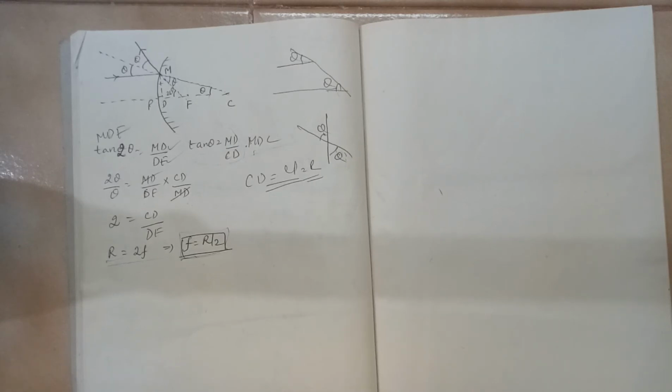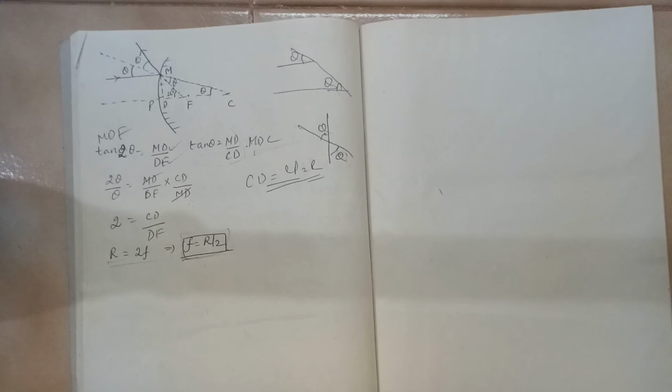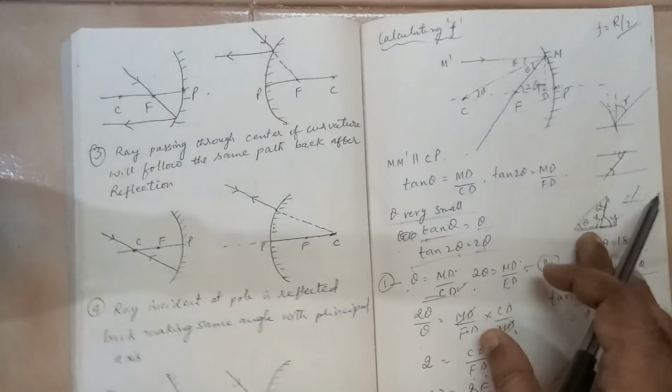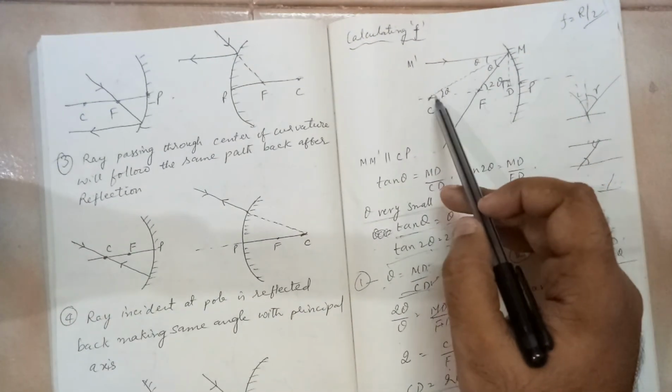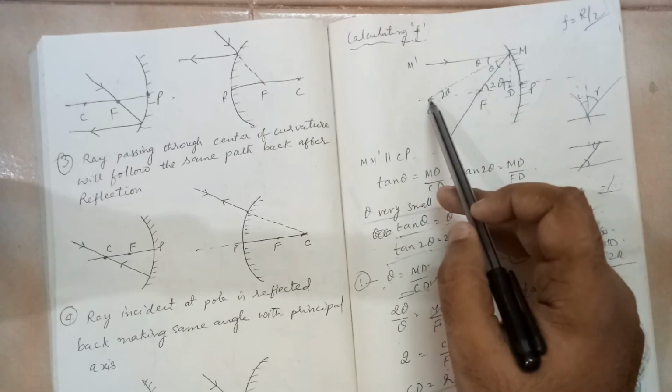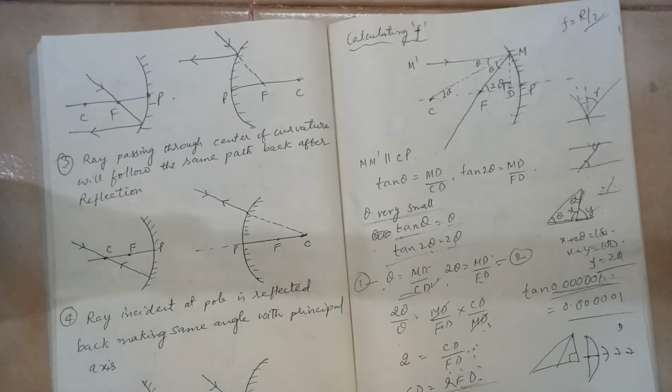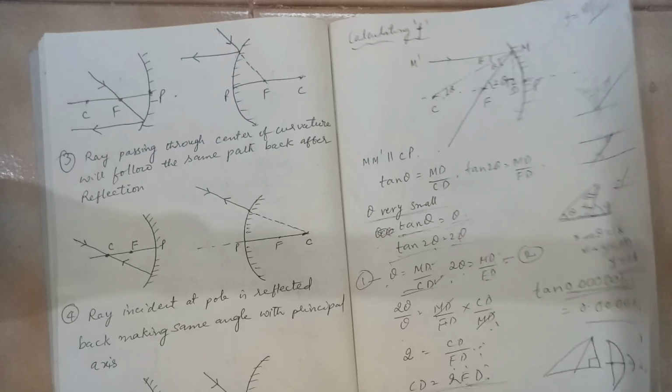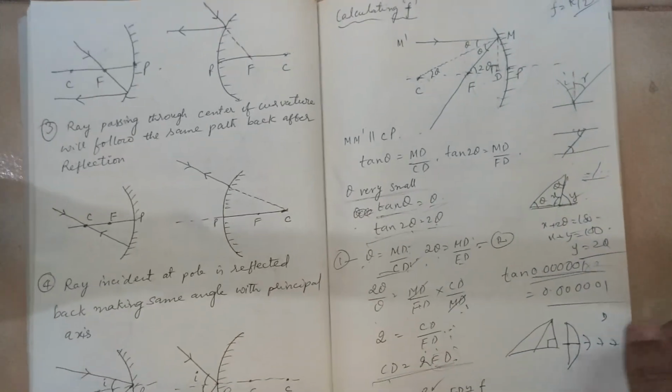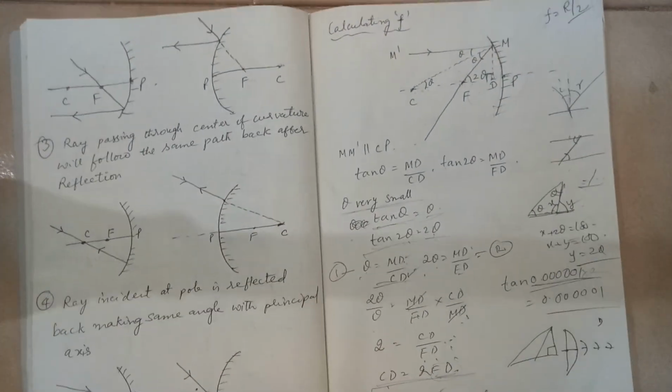So if you know the radius of curvature, divided by 2, it will be the focal length. In other words, the focal length will be exactly in the middle of the distance between P and C. So kindly remember this point and note down the derivation. Sometimes it is asked in the exam also.